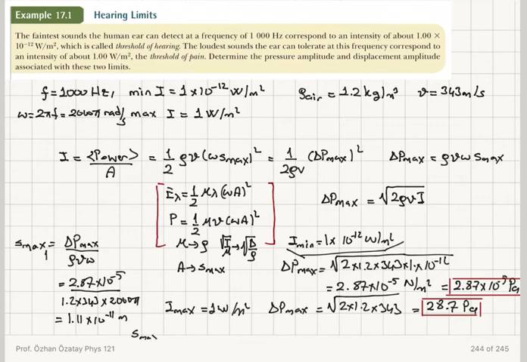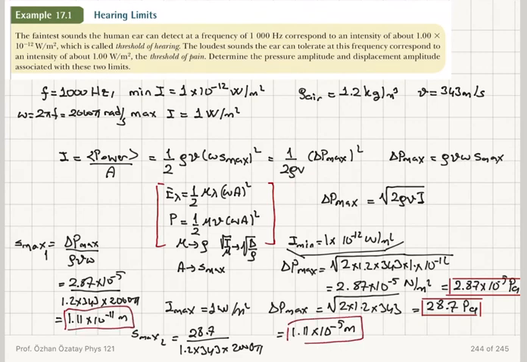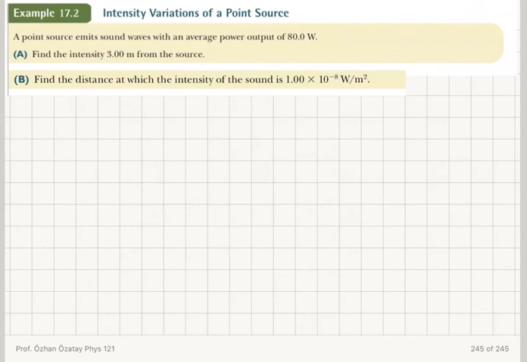For the other one, S max 2 is going to be 28.7 divided by the same thing, 1.2 times 343 times 2000 pi, and this will give me 1.11 times 10 to the minus 5 meters. So I have found the corresponding displacement and pressure amplitudes. Let's look at one more example.